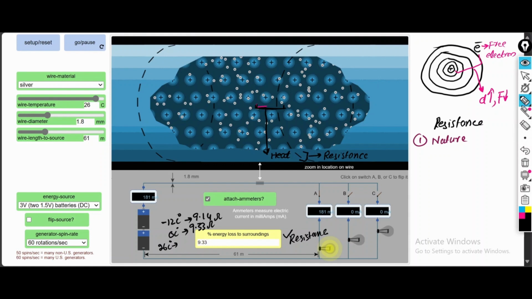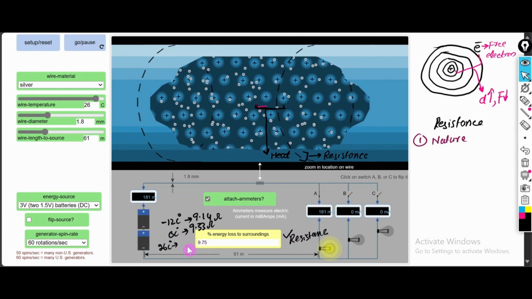We have to restart this. For plus 26 degrees centigrade, this value becomes 9.75.